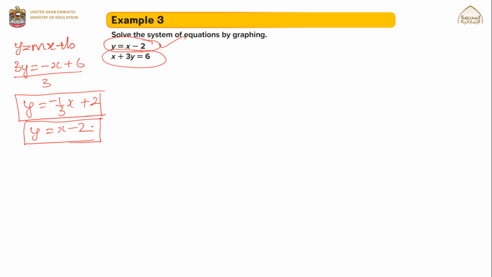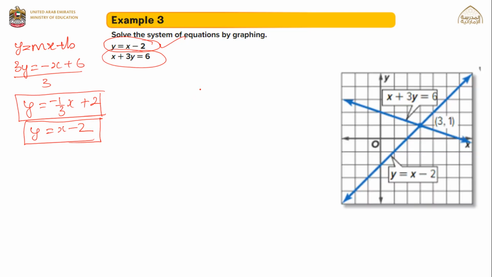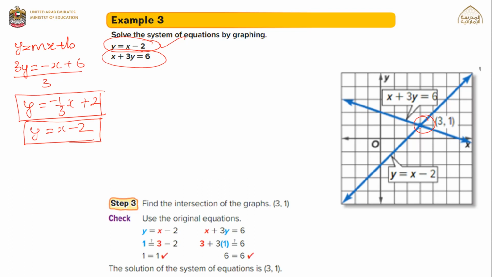So now you're going to graph these equations on the same coordinate plane, and you get a common intersection (3, 1), which is said to be the solution of these equations. You can check your original equation by substituting the value of x as 3 and y as 1.